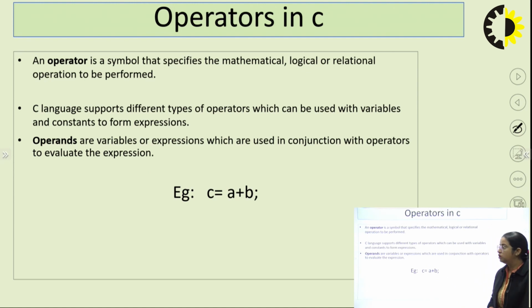Okay, so what are operators? Operators are basically symbols that specify some mathematical, logical or relational operations to be performed. We have different types of operators in the C language; C programming has a rich set of operators. Here we will discuss all the operators one by one.